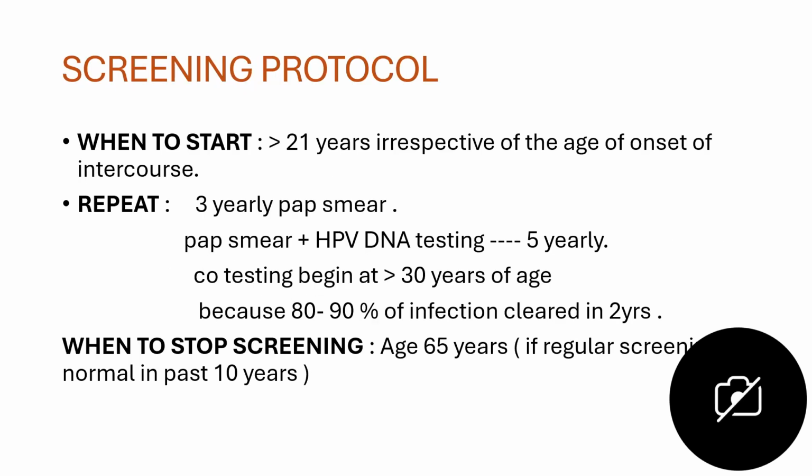So what is the screening protocol and when to start? Screening is started at age 21 years, irrespective of the age of onset of intercourse. Let's say a woman had intercourse at 18 years, when will her screening be started? Her screening will also be started at the age of 21 years. The repeat pap smear is done 3 yearly, and co-testing that includes pap smear and HPV DNA testing is done 5 yearly. It begins at the age of 30 years because 80 to 90% of infections clear in 2 years. So if we start co-testing before the age of 30 years, many women will become false positive and be falsely treated.